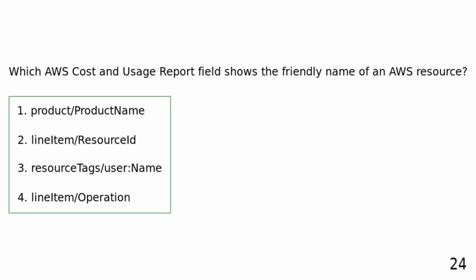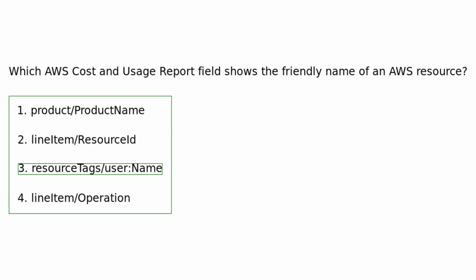Which AWS cost and usage report field shows the friendly name of an AWS resource? Product/product name. Line item/resource ID. Resource tag/user name. Line item/operation. The resource tag/user name field shows the friendly name of an AWS resource if you've applied a name tag, making it easier to identify resources in the report.